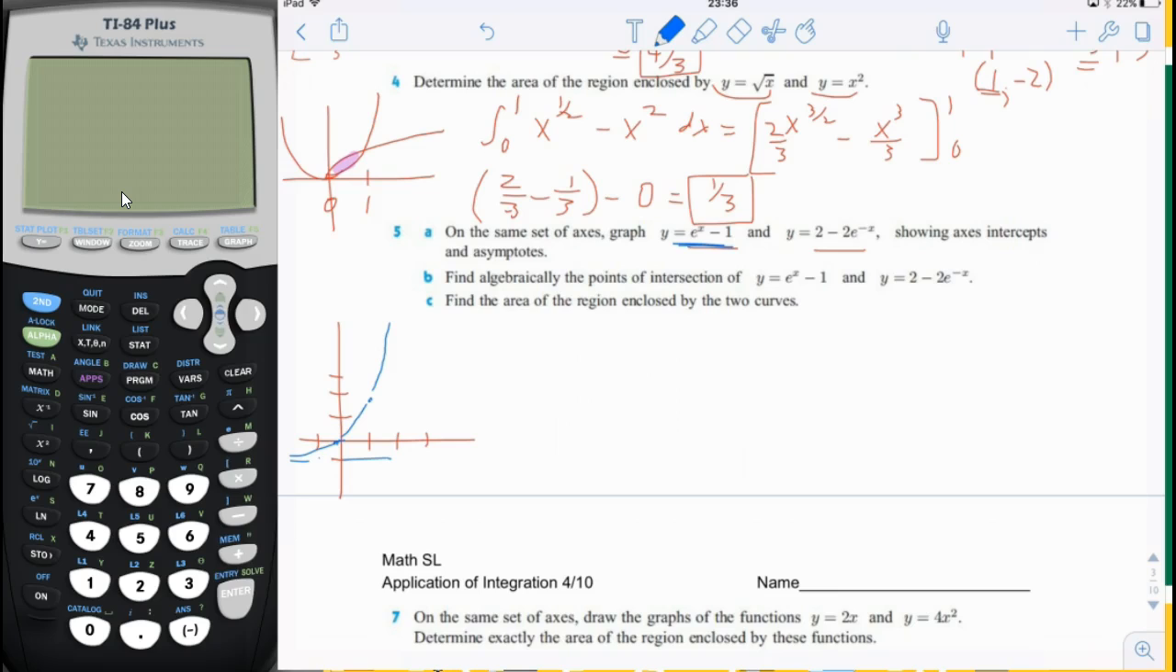And the other function we're going to graph is 2 minus 2 e to the negative x. And so this function has an asymptote at x equals 2. And actually it goes down. Let's plug in a few points. So like we're going to put in x equals 0, it'll be 2 minus 2, which would be 0. So it actually starts there. And then if we put 1 in there, it will be 2 minus 2 e to the negative 1.